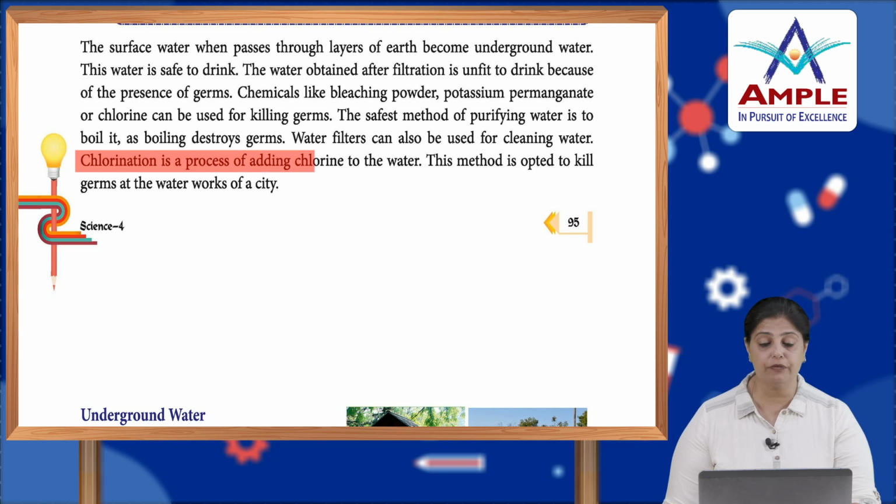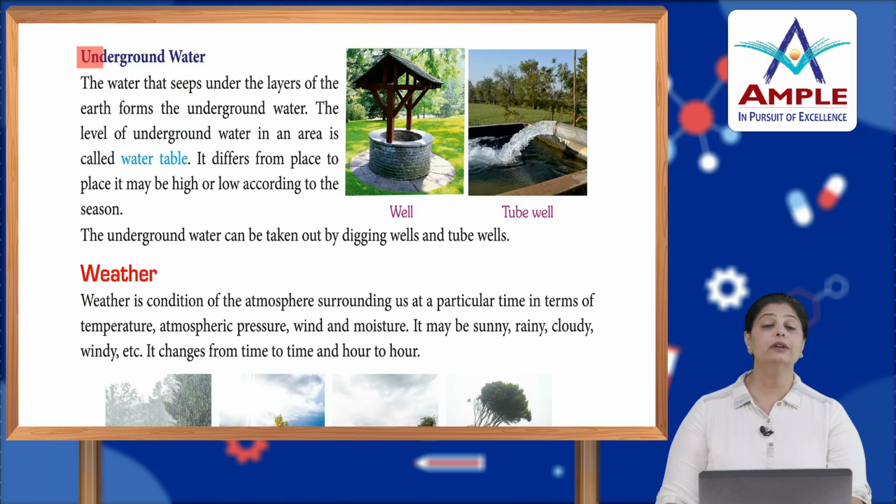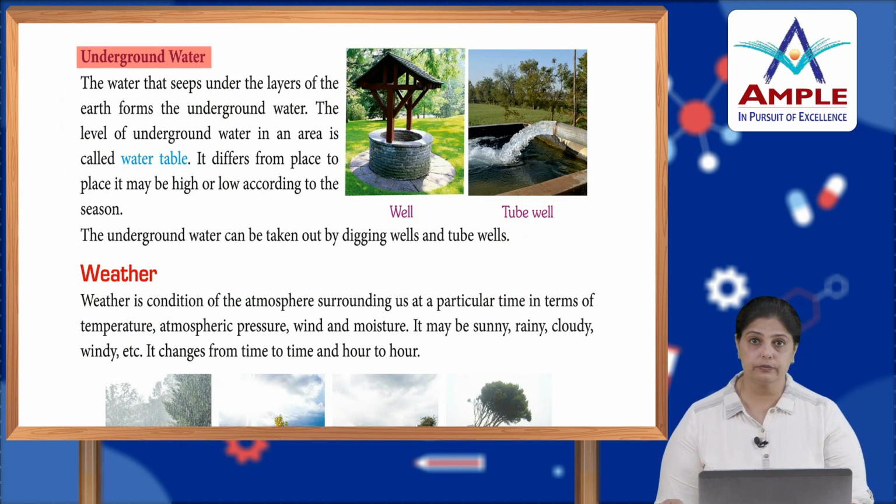Chlorination is a process of adding chlorine to the water. This method is opted to kill germs at the waterworks of a city. Now, what is underground water?